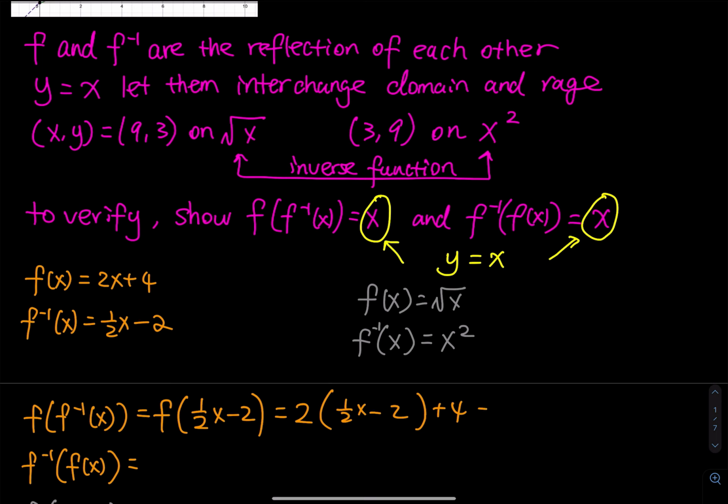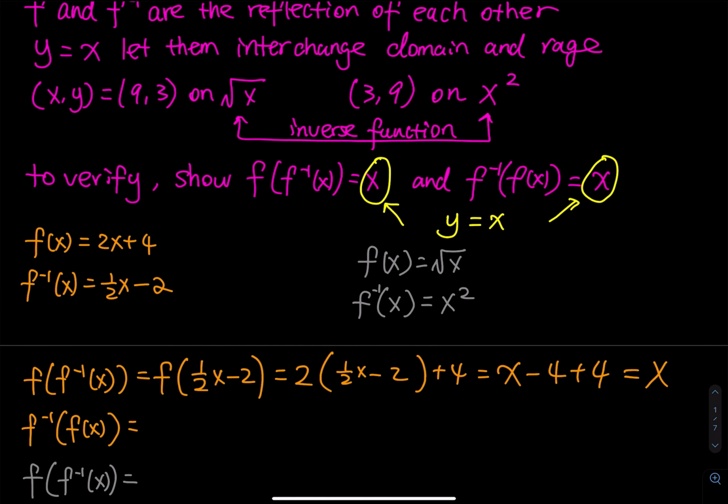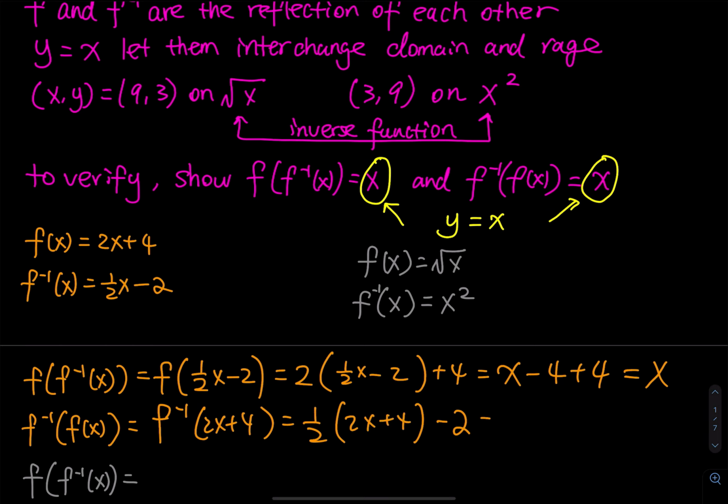So what do you get here? You have an x, and then you have a minus 4 and a plus 4. So now you have an x. And then f inverse of f: you have f inverse of 2x plus 4, and then you have 1/2 x minus 2, and f of x is 2x plus 4. You do the math, you have x plus 2 minus 2, which is equal to x. This is a check, this is a check.